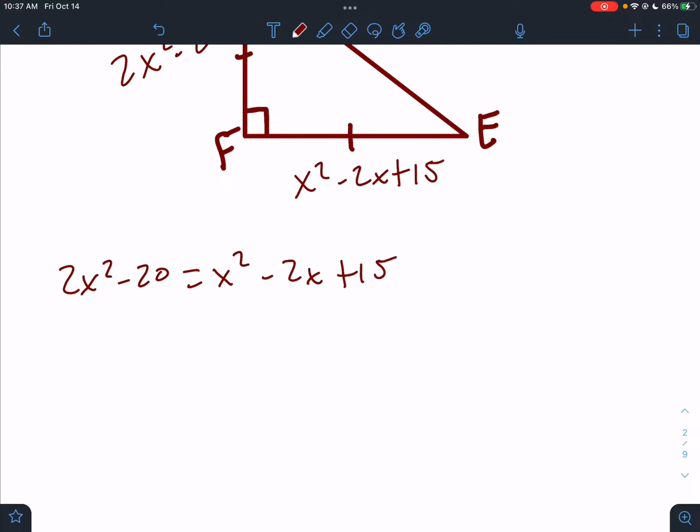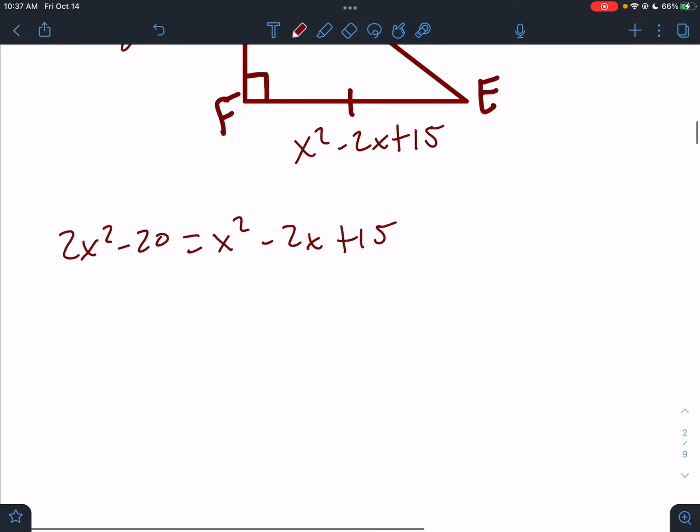We make one side 0 and we factor it. That's in other videos. We need to be getting pretty good at this. But I need to move everything to the left side. Subtract the x squared, add the 2x, subtract the 15. That's going to get me x squared. That's going to get me plus 2x.